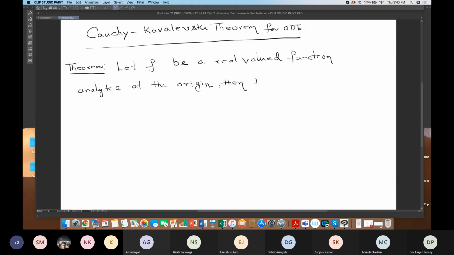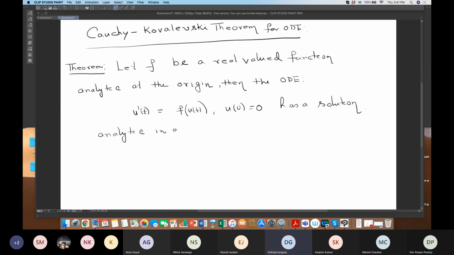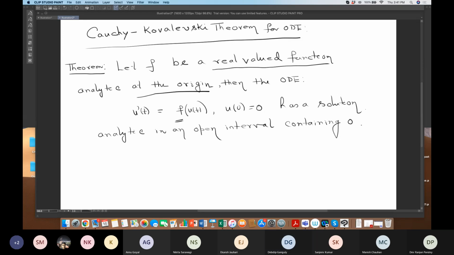Then the ODE u prime of t is equal to f of u of t, and u of 0 equal to 0, a simple ODE, has a solution analytic in an open interval containing 0. So let f be a real valued function analytic at the origin. This is very important. Then this simple ODE has a solution which is analytic in an open interval containing 0.